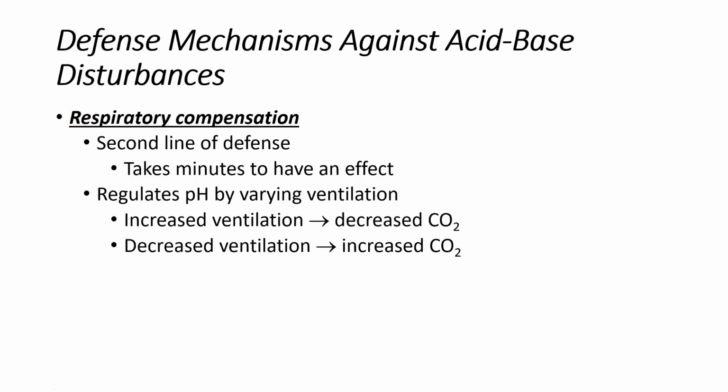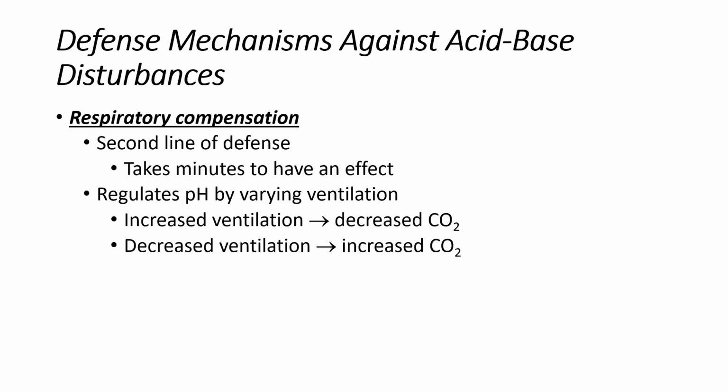Okay, now we get to speaking about the respiratory compensation. So this is how the lungs can kick in and compensate or correct any acid-base disturbance. And this is usually a short-term or immediate form of compensation. This takes anywhere from minutes to maybe an hour or so, so very short term in terms of having an effect. And this is brought about by regulating or varying our ventilation.